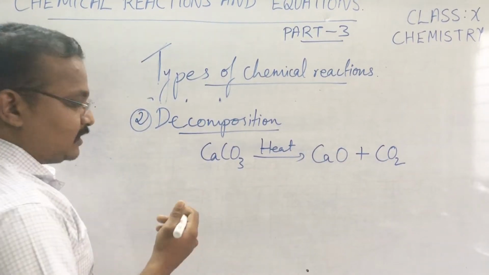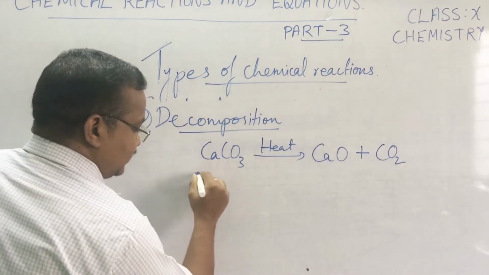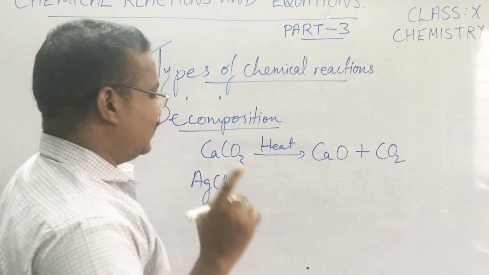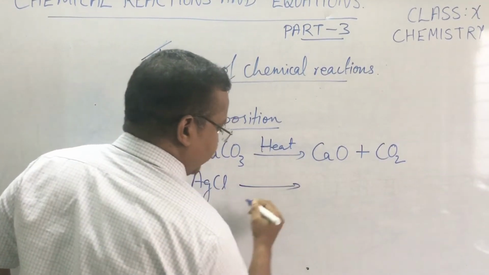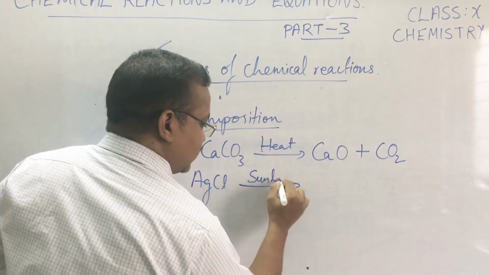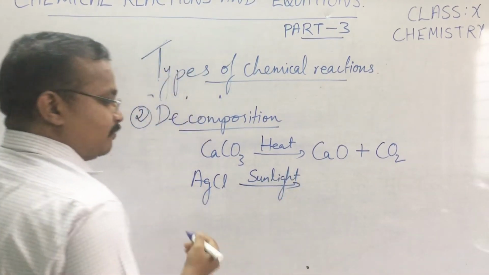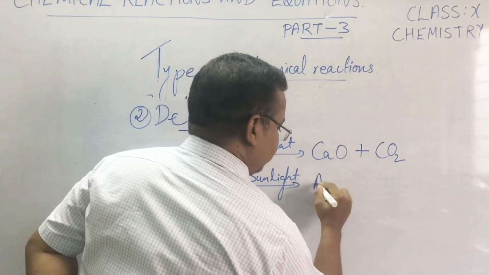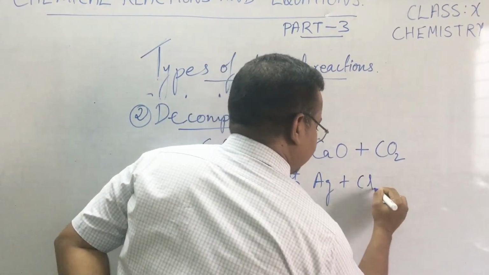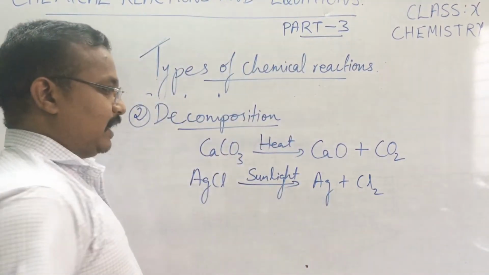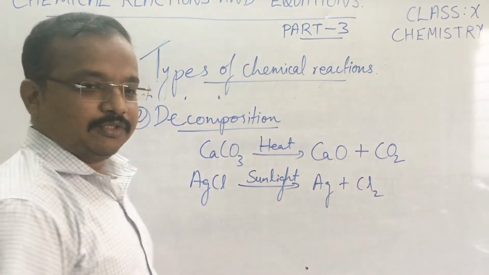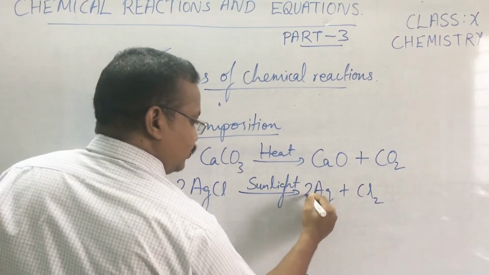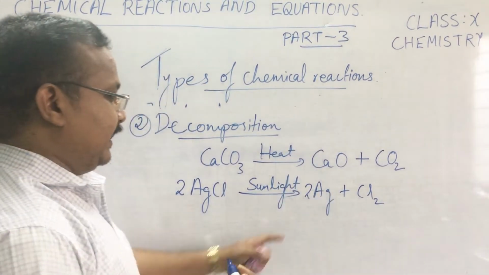Another example, that is AgCl. AgCl is silver chloride. In presence of sunlight, what happens to it? It decomposes to form Ag plus Cl2. Silver and chlorine are produced. You can balance this equation. Cl2 is there, so you put 2 over here and 2 as coefficient in Ag.